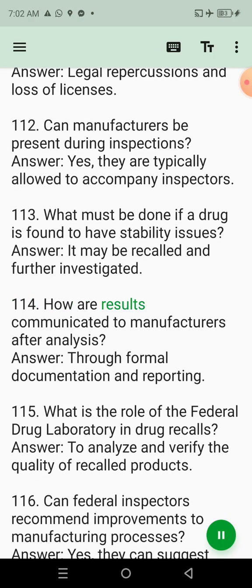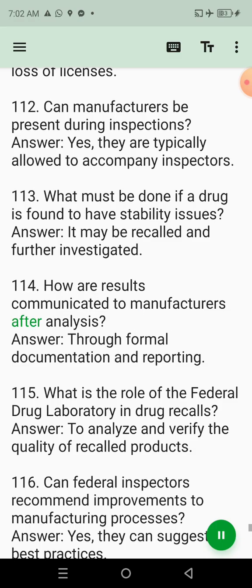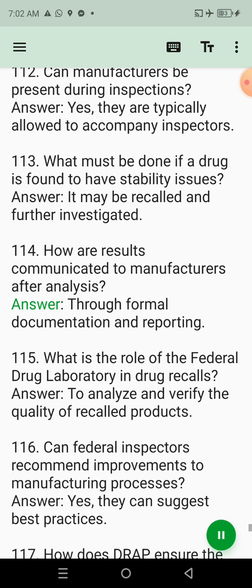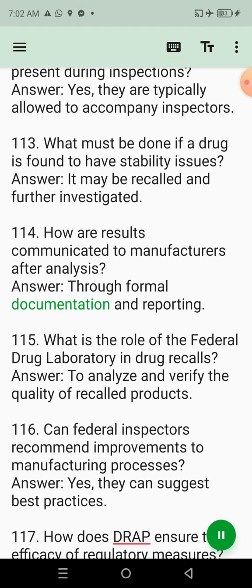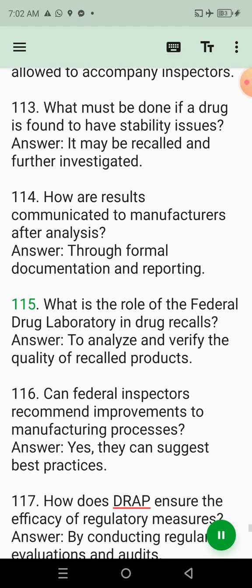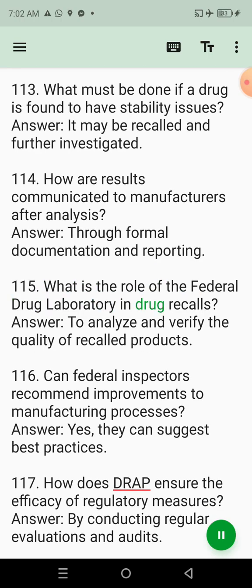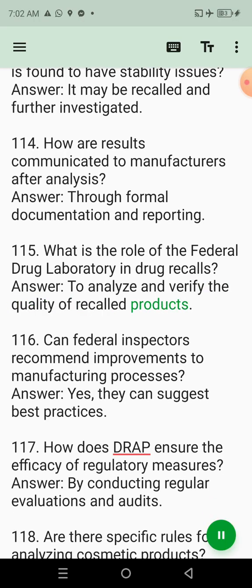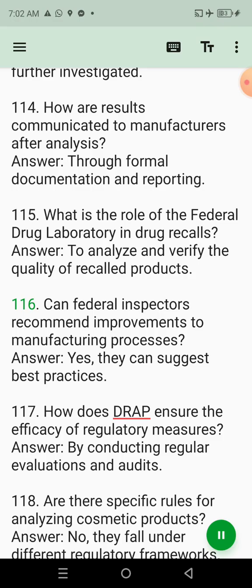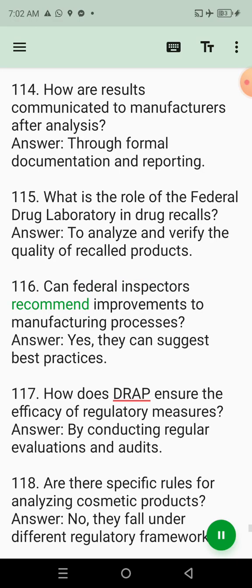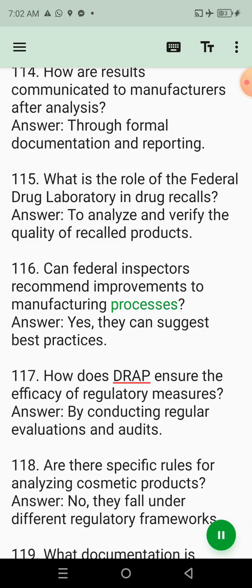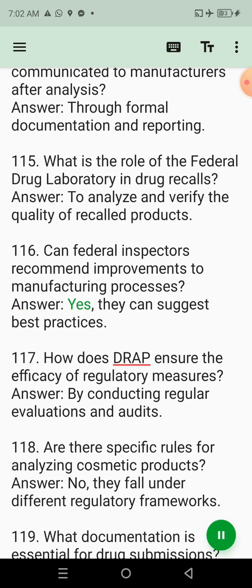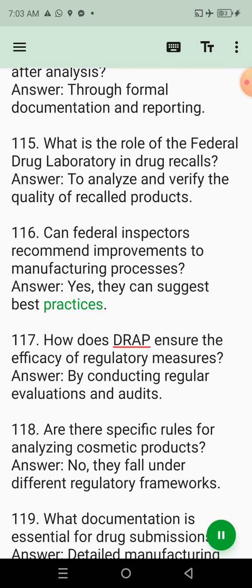114. How are results communicated to manufacturers after analysis? Answer: through formal documentation and reporting. 115. What is the role of the Federal Drug Laboratory in drug recalls? Answer: to analyze and verify the quality of recalled products. 116. Can federal inspectors recommend improvements to manufacturing processes? Answer: yes, they can suggest best practices.